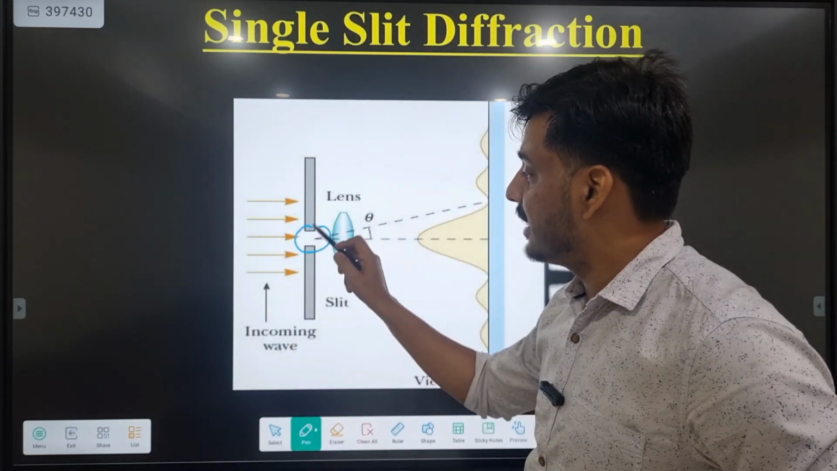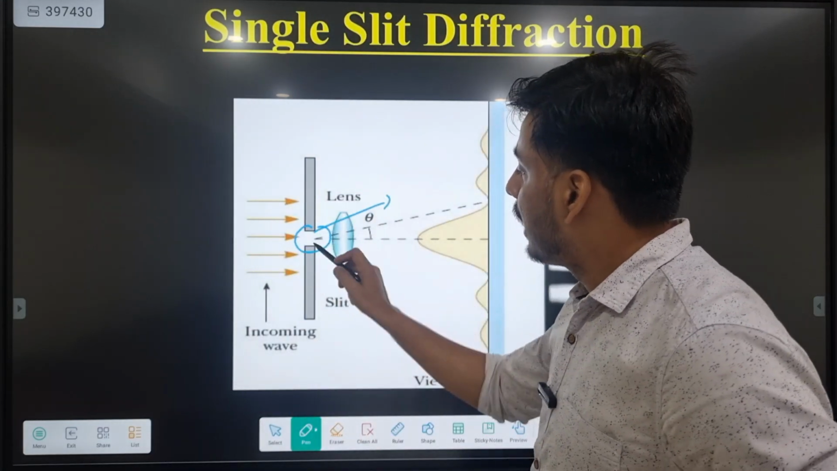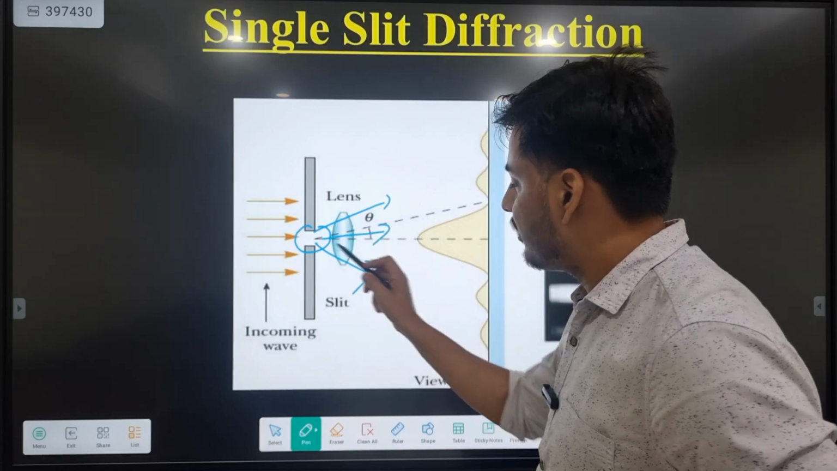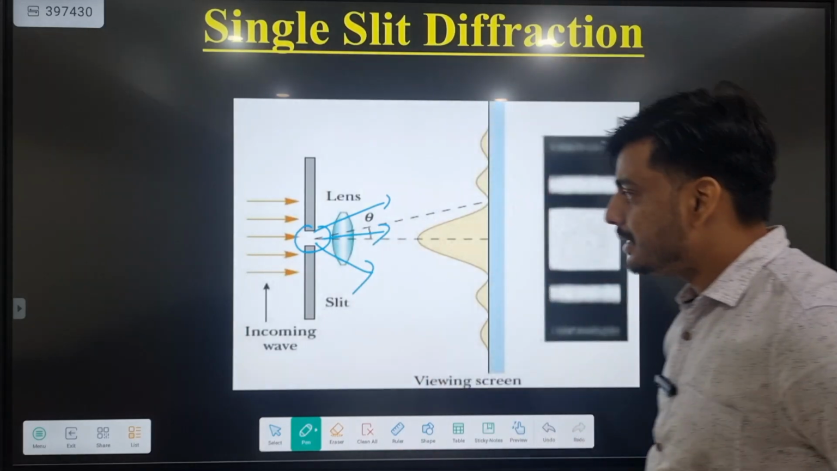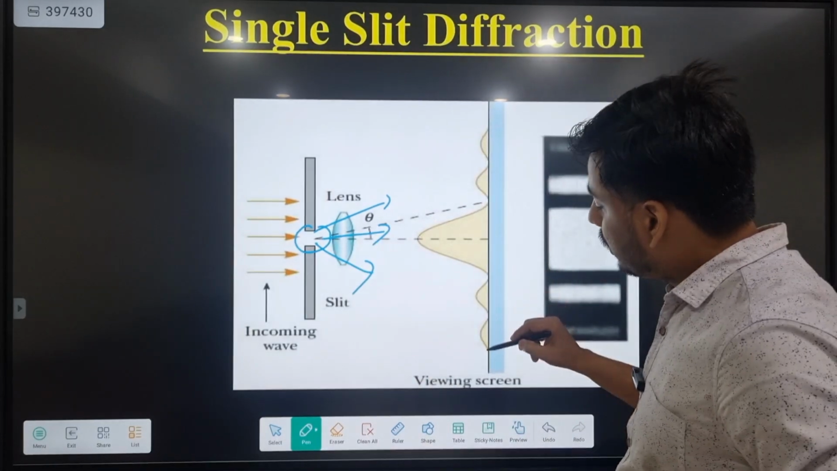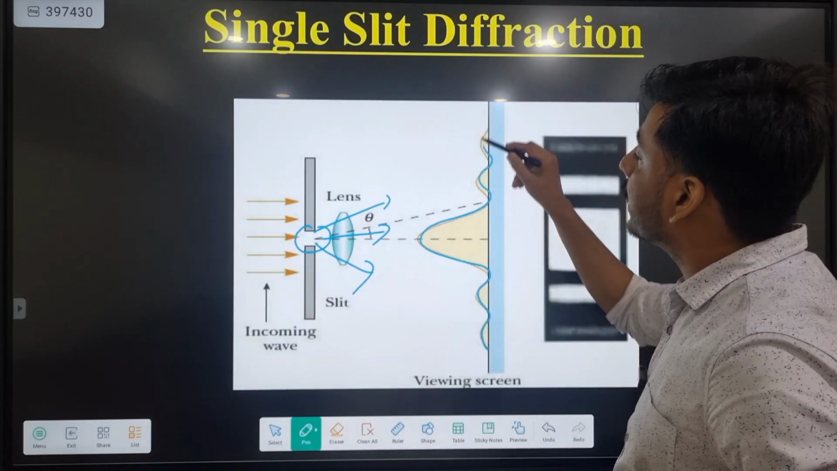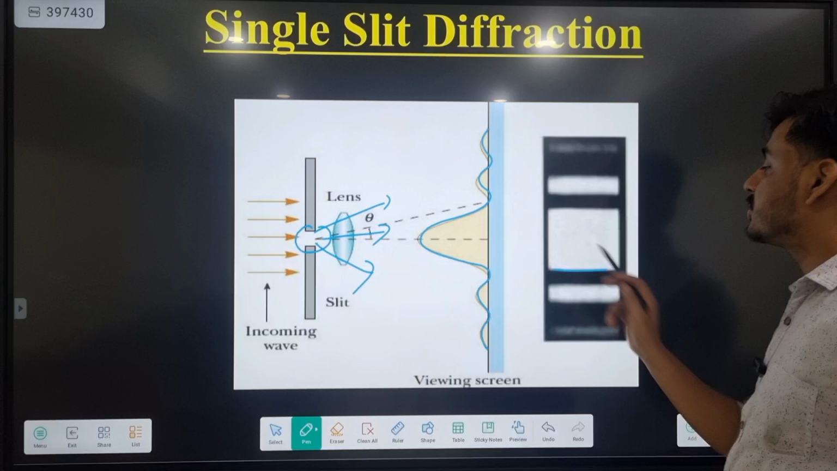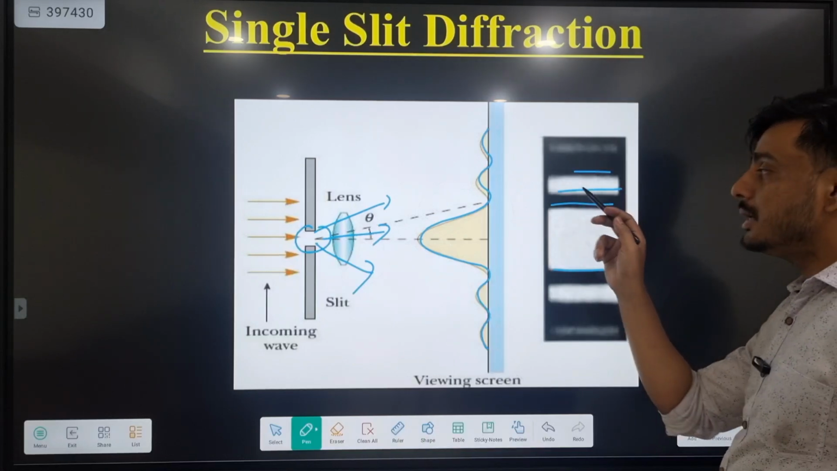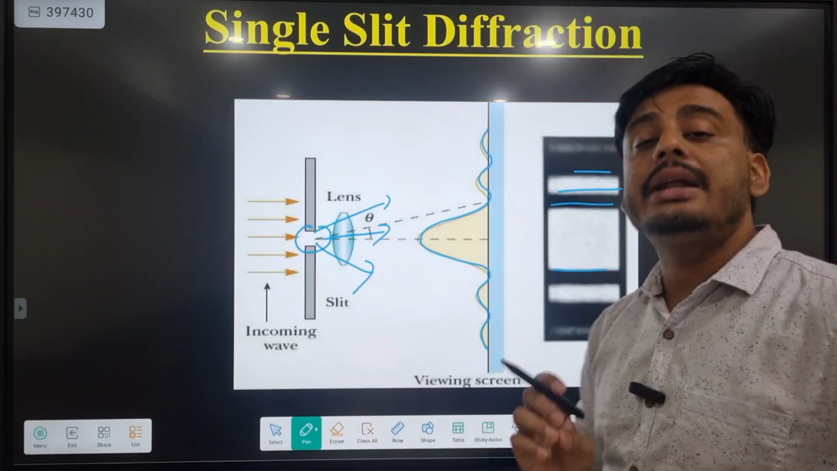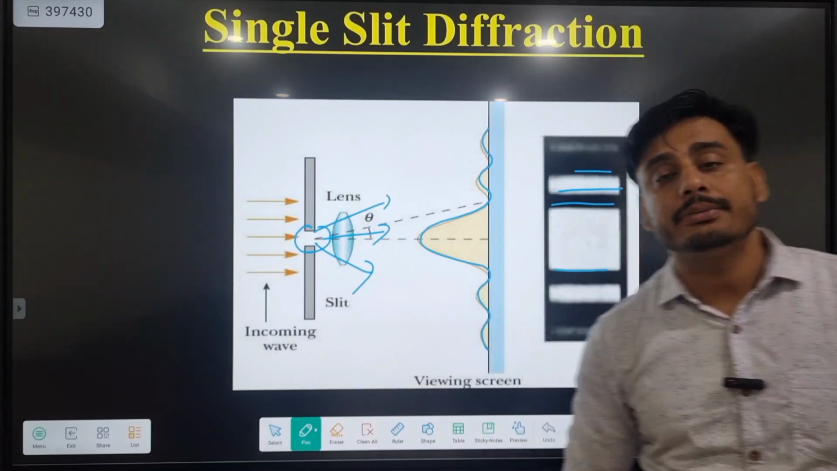Let a single slit be there. Now we are going to find out how rays of light are diffracted due to the presence of this slit and what the pattern is. Here the intensity graph is drawn. I will explain how the intensity varies, and the diffraction patterns are also given. That means here also we are getting dark and bright alternate fringes, but there is a difference.